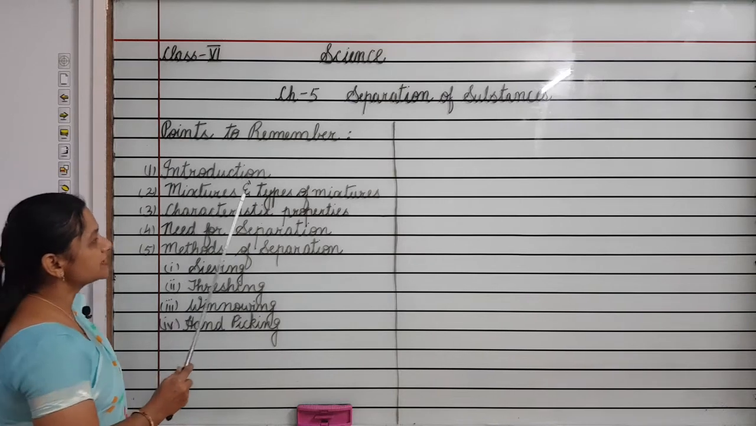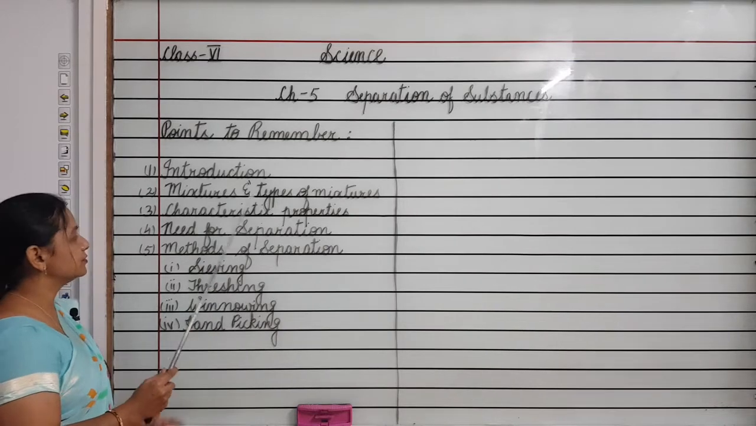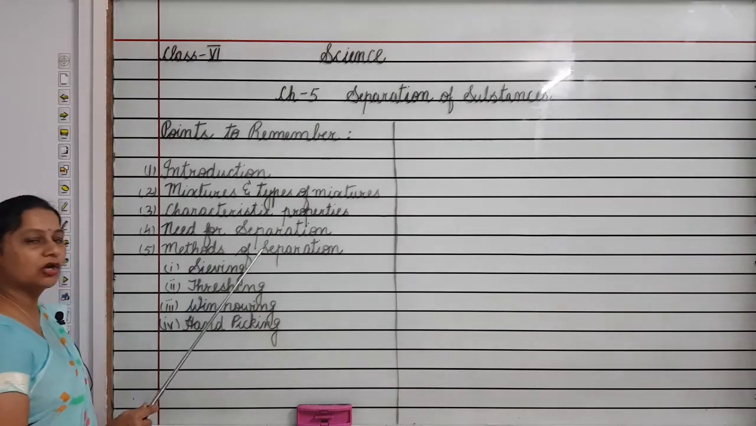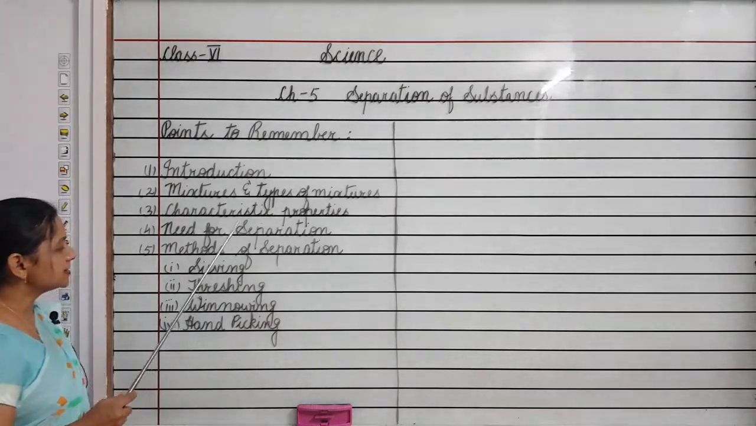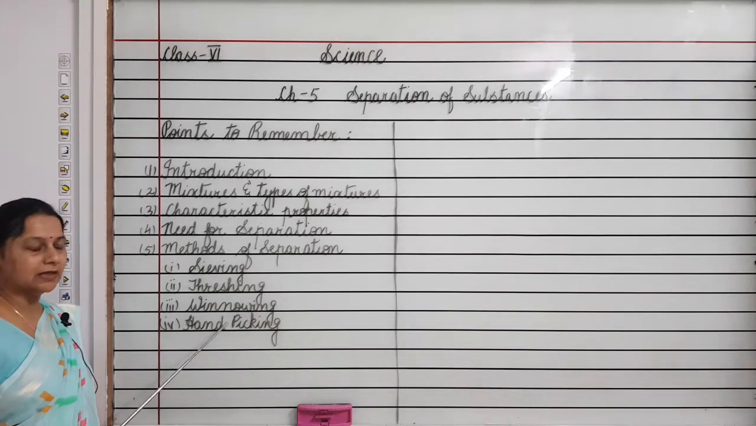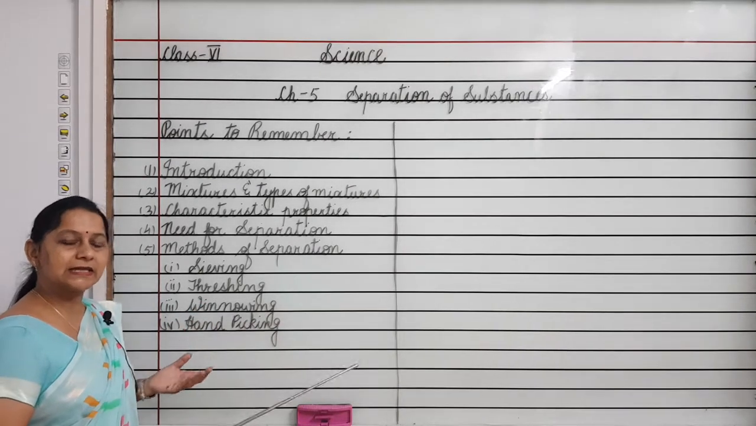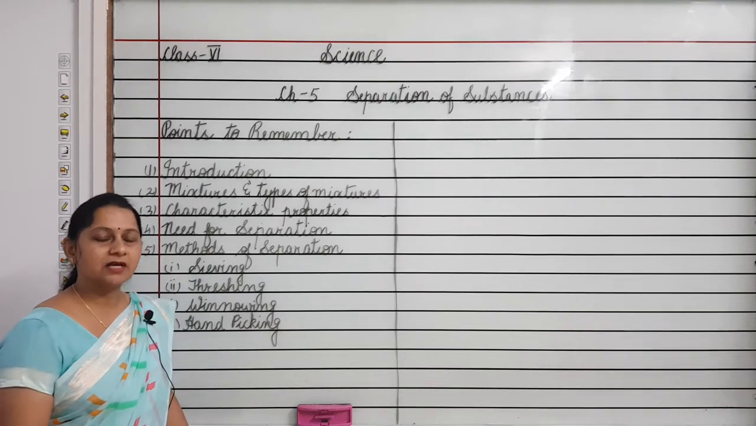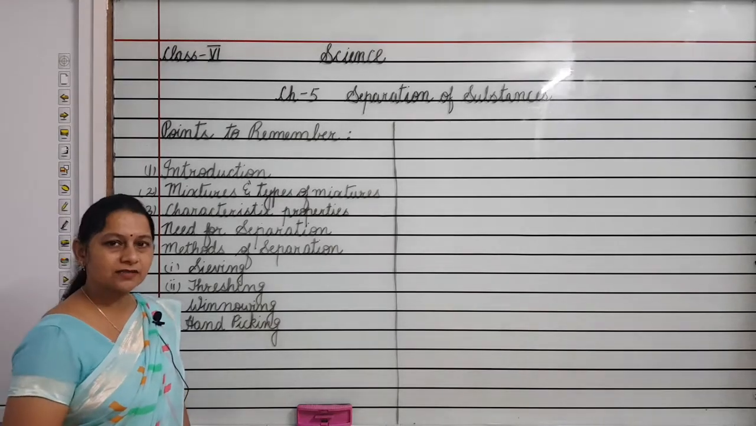The important points to remember in this chapter are introduction, mixtures and types of mixtures, characteristic properties of mixtures, need for separation, and methods of separation. In this we will be discussing 4 methods of separation of mixtures, that is sieving, threshing, winnowing and hand picking. These are the methods which we are going to discuss in this video part 1. The rest of the methods we will be discussing in our video part 2. So let us start, students.